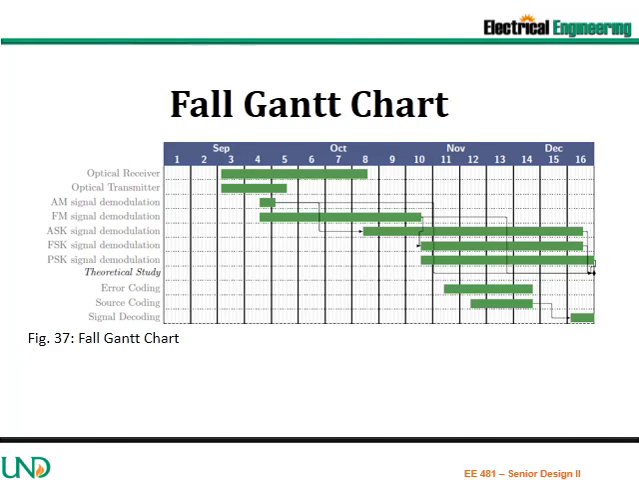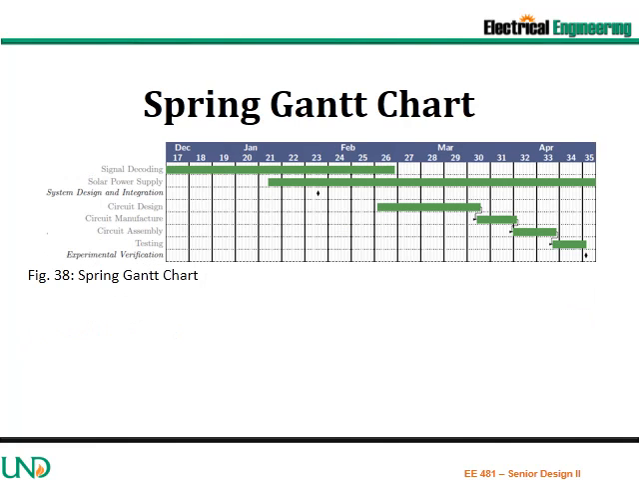Projects performed in other courses led to completion of source and error coding prior to completion of phase shift keying demodulation, which remains the only outstanding item that was not completed during the fall semester. The spring semester task included completion of signal decoding, design of a solar power supply, circuit design, manufacture, assembly, and testing. The high power requirements for the testing resulted in a solar power supply becoming prohibitive.